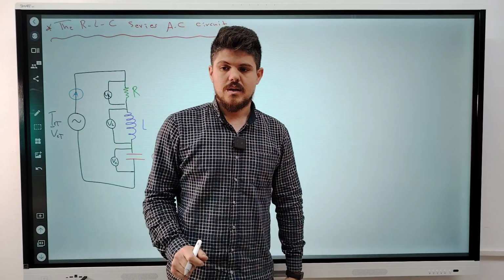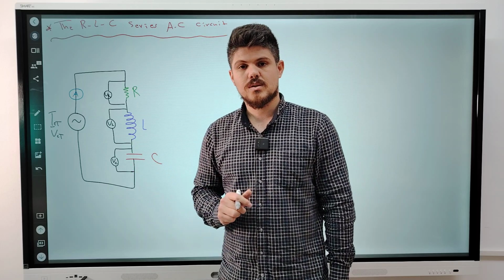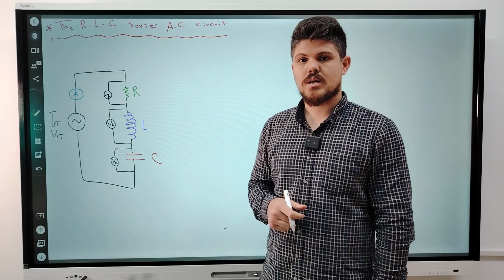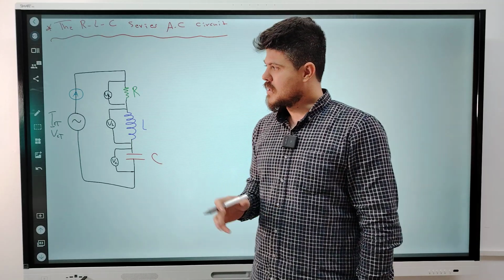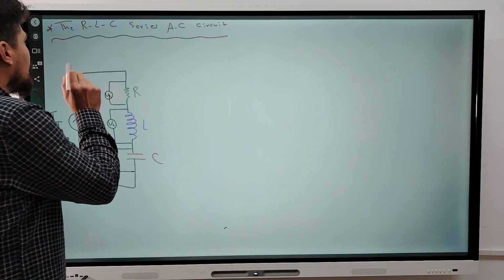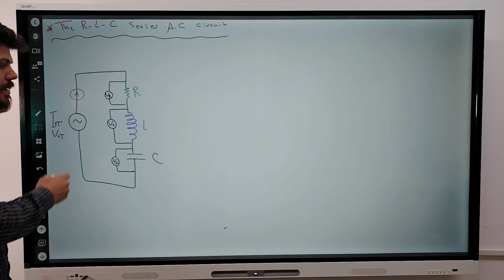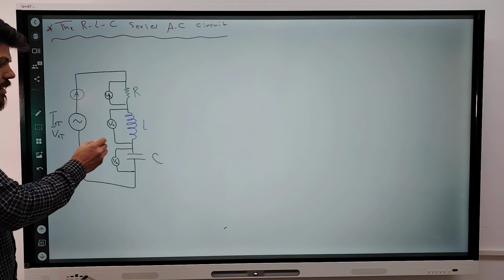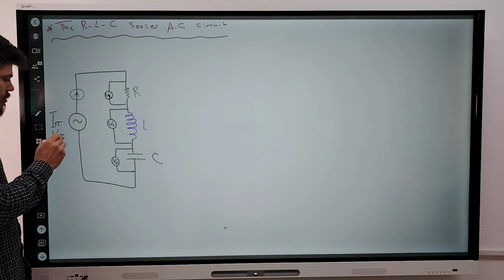Hello dear students, in a previous lesson, after you have learned about the individual circuits of pure resistance, pure inductance, and pure capacitance, in this lesson, you will be able to learn about the RLC series AC circuit, a complex circuit. As you can see in this figure, the circuit is connected with the AC source.